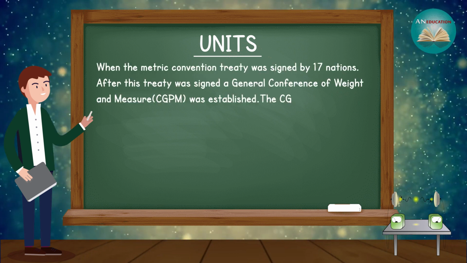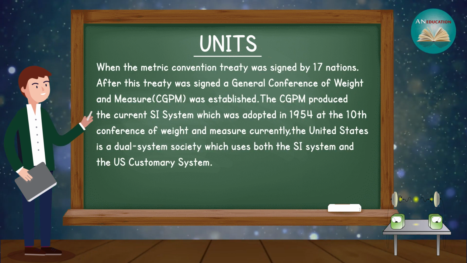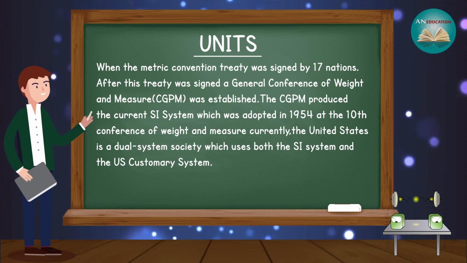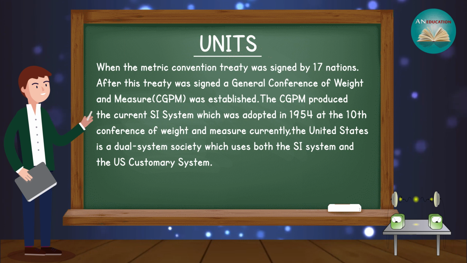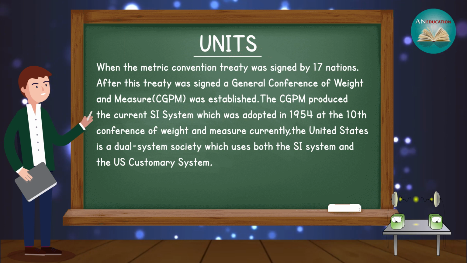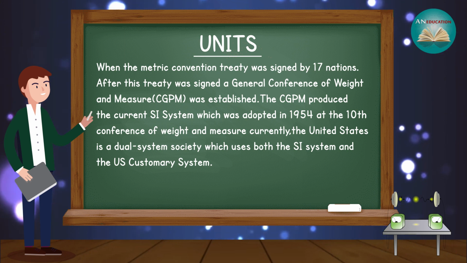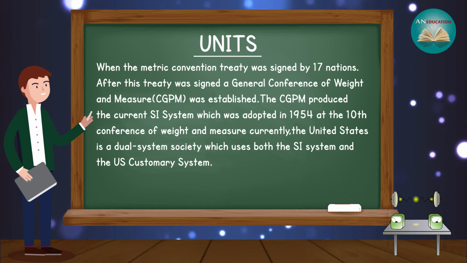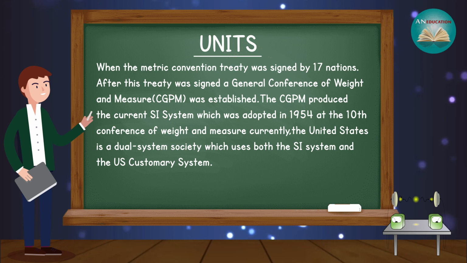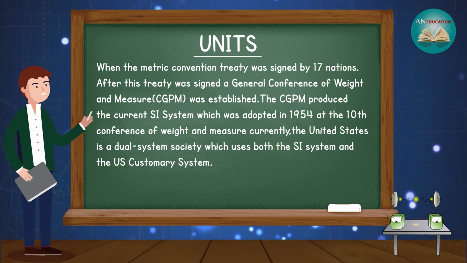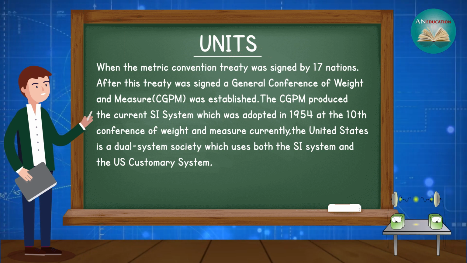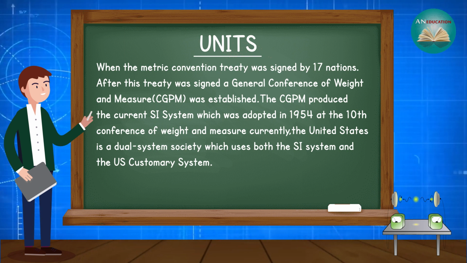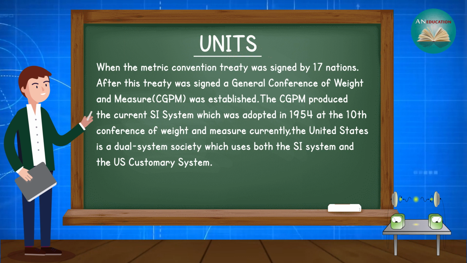After this treaty was signed, a General Conference of Weights and Measures, that is CGPM, was established. The CGPM produced the current SI system, which was adopted in 1954 at the 10th Conference of Weights and Measures. Currently, the United States is a dual system society which uses both the SI system and the US customary system.